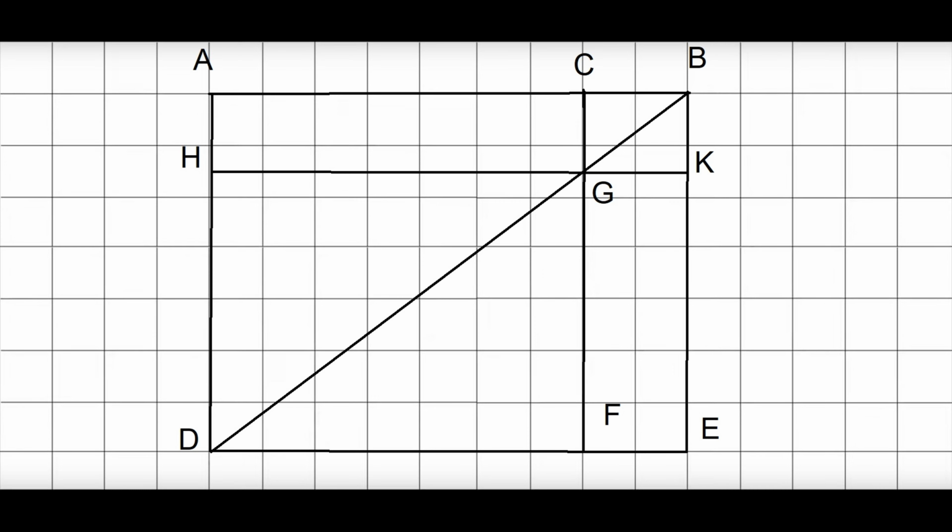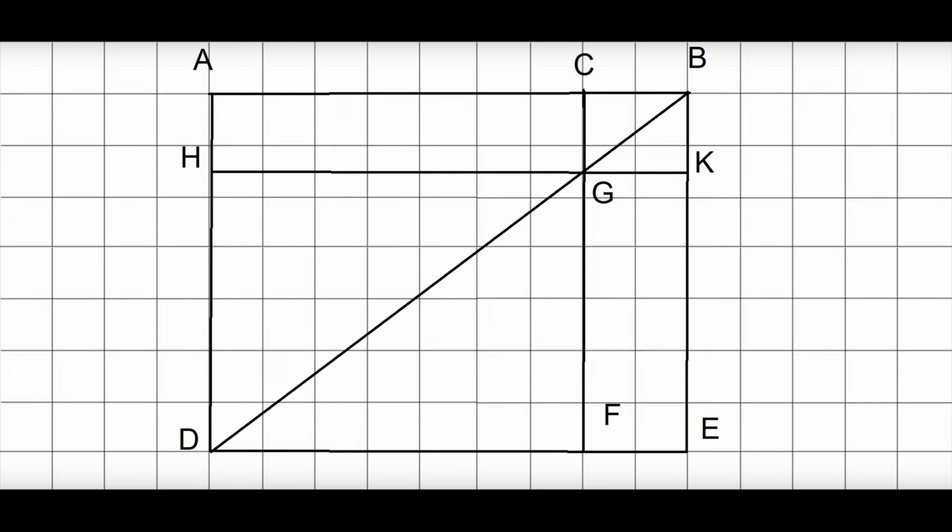For let the straight line AB have been cut at random at point C. I say that the square on AB is equal to the sum of the squares on AC and CB and twice the rectangle contained by AC and CB.